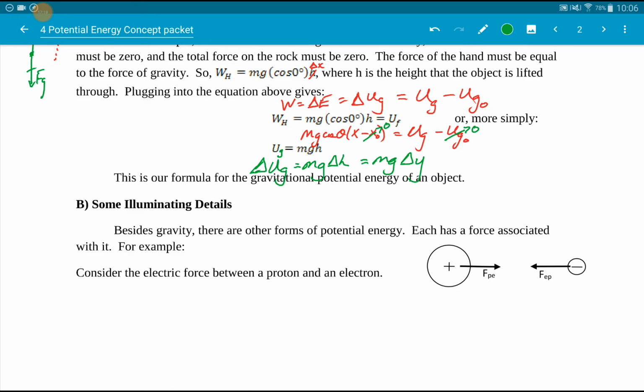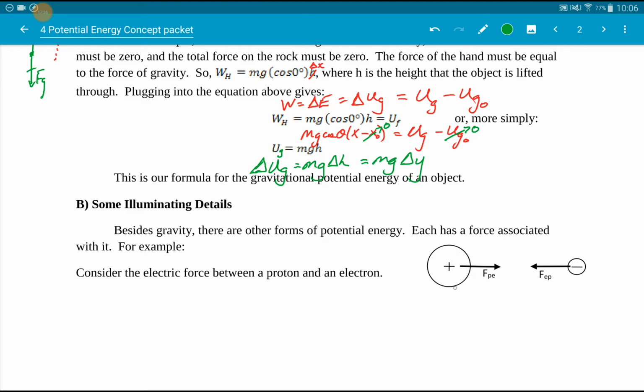So besides gravity, there are other forms of potential energy. Notice that in the previous example, I always said gravitational potential energy because there are many, many different types of potential energy. Each has a force associated with it.